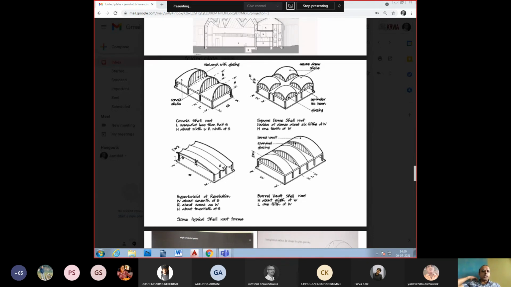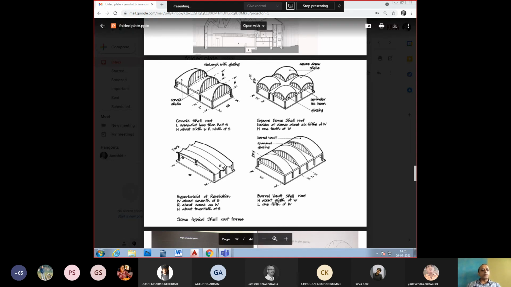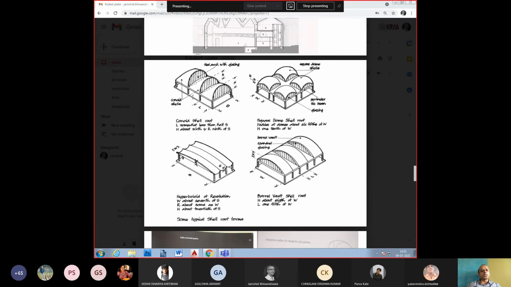We'll come to that in another presentation, but these hyperboloids help in giving immense stability to a structure. These opposite kinds of curvatures give immense stability to shells. Then you have barrel vault shells, which are very simple to understand. Jimmy, next.